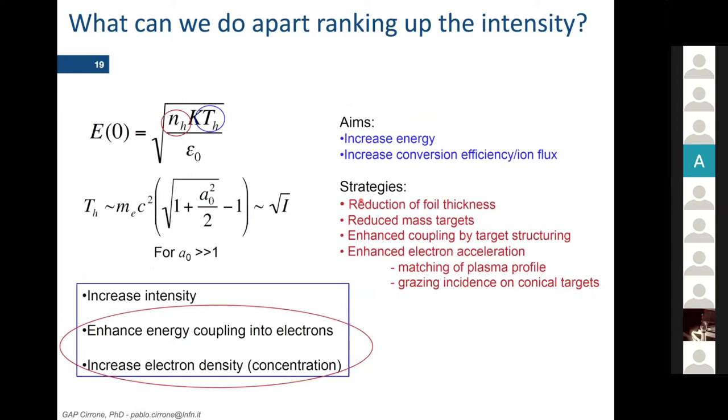One question is how we can improve this. We can improve this by ramping up the intensity of the laser beam, of course. But this is not completely true. To increase the intensity, so to increase the electron temperature in the plasma, that is somehow connected to the acceleration process or the density of these electrons.